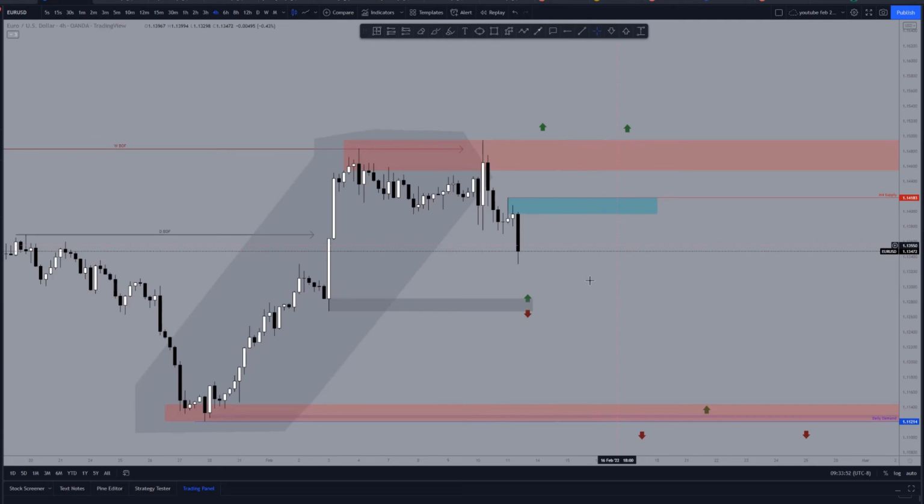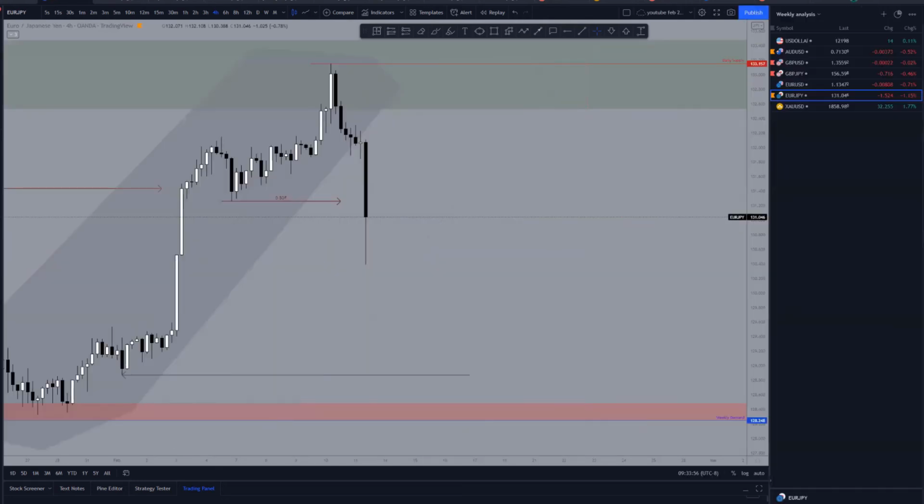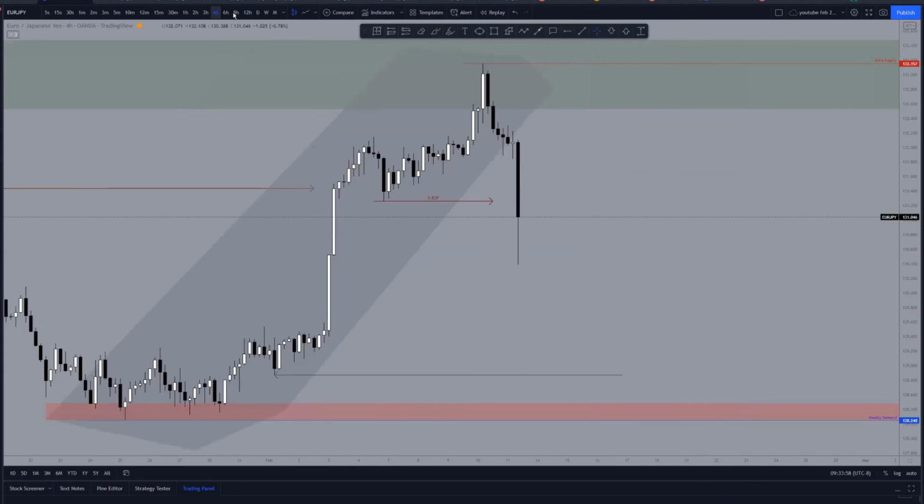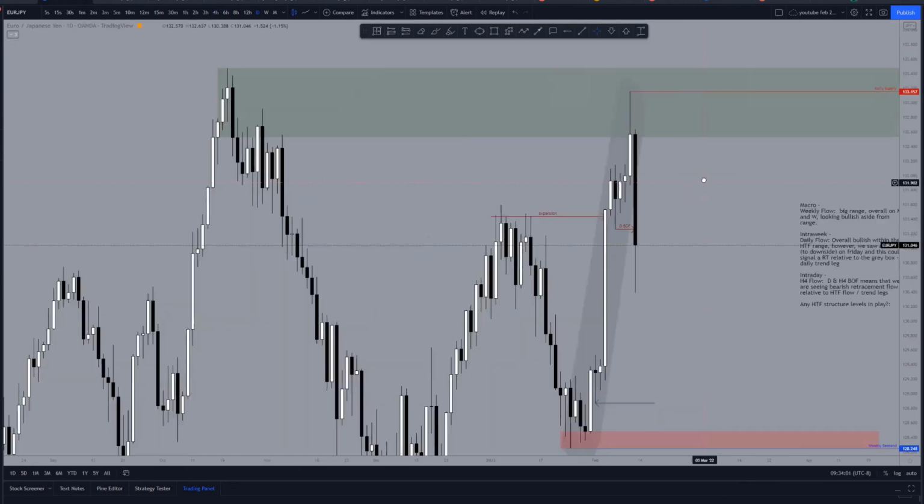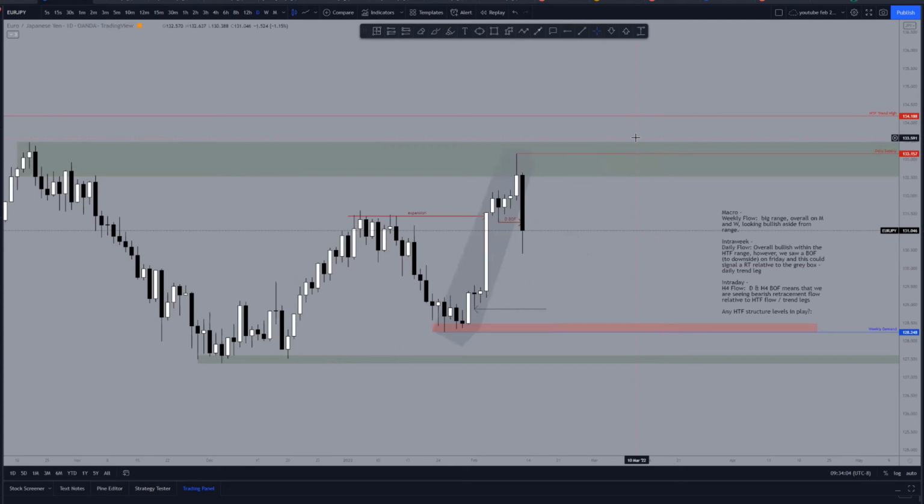So on to the next, we have EJ. And then last but not least, we'll move on to gold. EJ, I actually like quite a bit. There's a few major crosses that I'll be watching this week that I don't usually watch, EJ and GBPUSD as well, if you want to look into that.